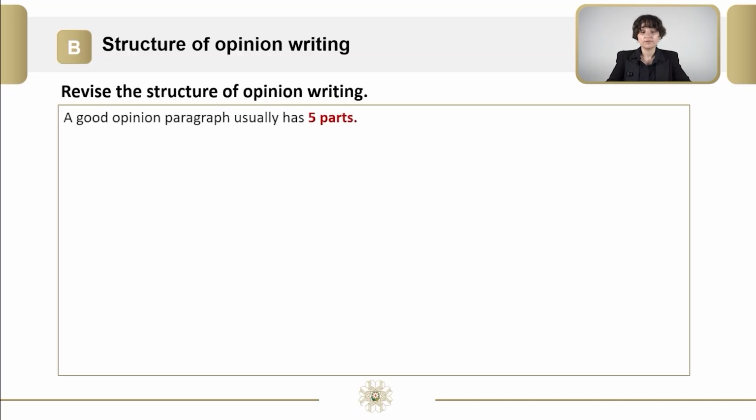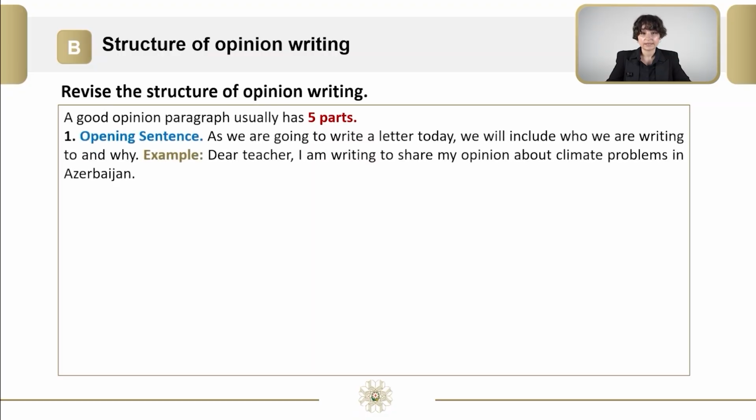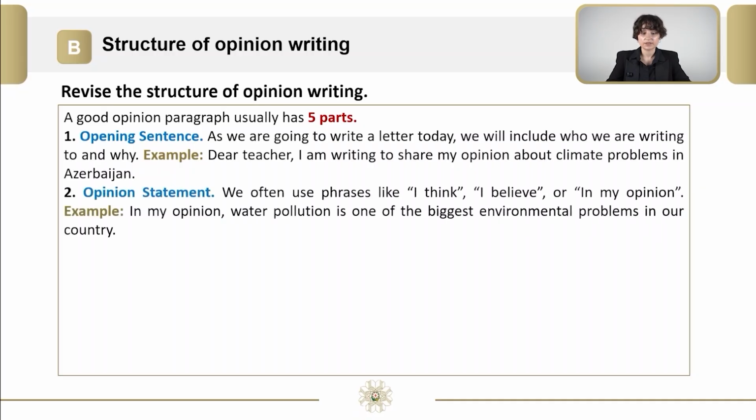A good opinion paragraph usually has 5 parts. Part 1. Opening sentence. As we're going to write a letter today, we will include who we are writing to and why. For example, Dear teacher, I'm writing to share my opinion about climate problems in Azerbaijan. Part 2. Opinion statement. We use phrases like I think, I believe, or in my opinion. For example, in my opinion, water pollution is one of the biggest environmental problems in our country.